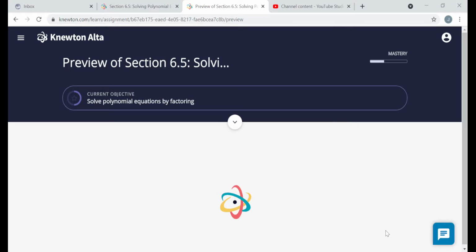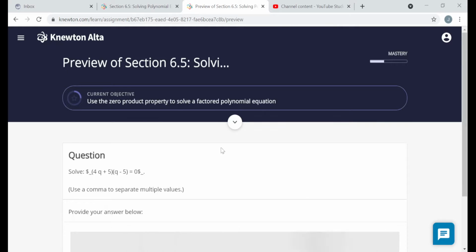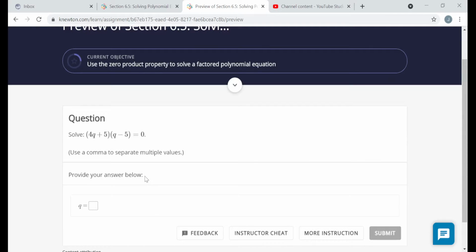Next question. All right, so we're back to the easier objective, I feel, because they already have the equation set up the way you want to use the zero product property. You have a totally factored polynomial on one side and 0 on the other. So I'm just going to talk this one out. Now I'm going to write this one.